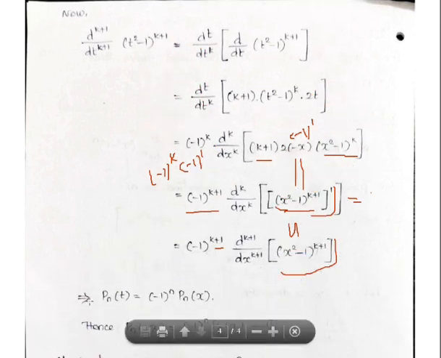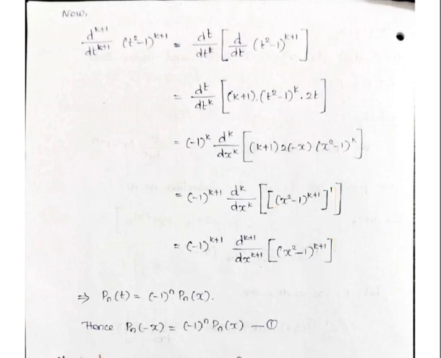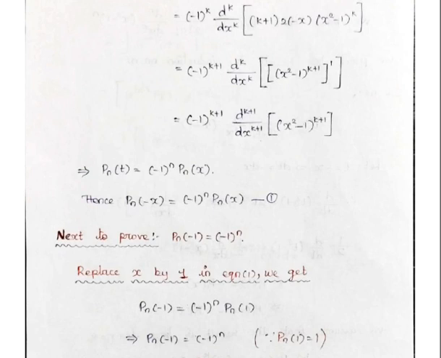Therefore we prove that Pn of t equals minus 1 power n, because n equals k plus 1. So we write k plus 1 instead of n, into Pn of x. That is, P k plus 1 of x is Pn of x. Therefore we use the t value, t equals minus x. So Pn of minus x equals minus 1 power n into Pn of x. We note this as equation number 1.